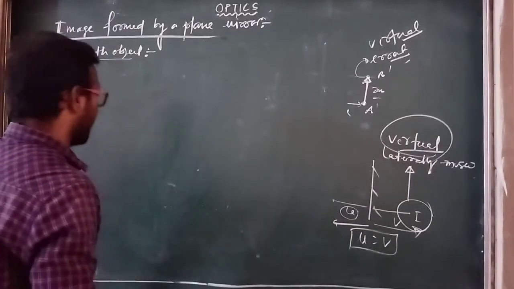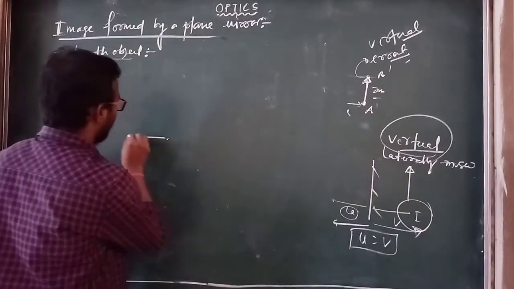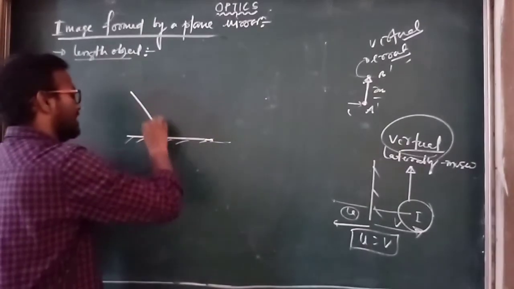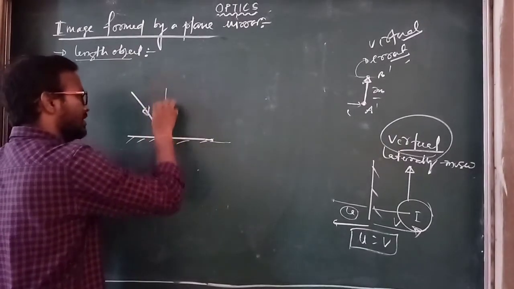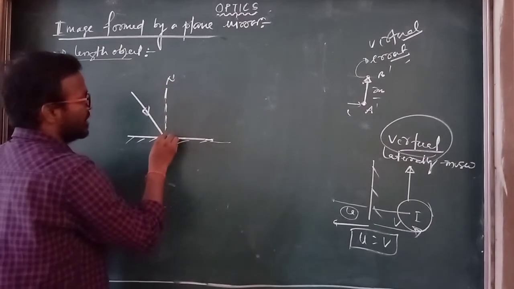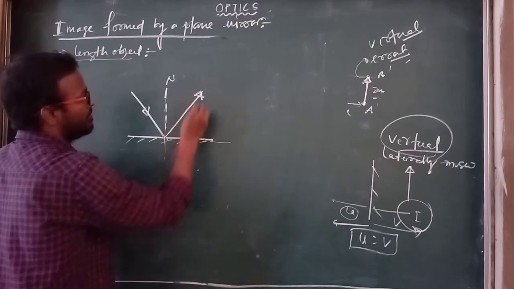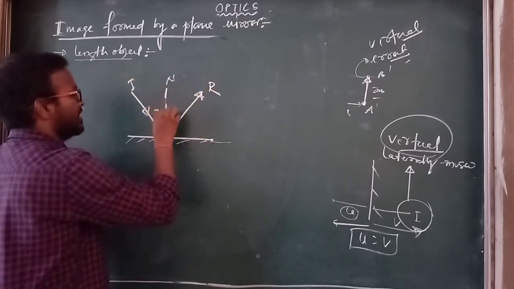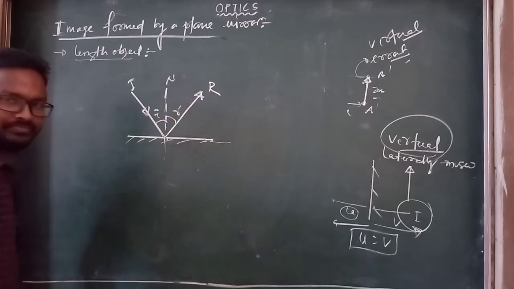Again, I can take another example. Suppose there is a plane mirror like this. This is the incident light, and there is a normal at this point, and the light is reflected back into the same medium. This is the reflected ray, this is the incident ray, this is the angle of incidence, and this is the angle of reflection.